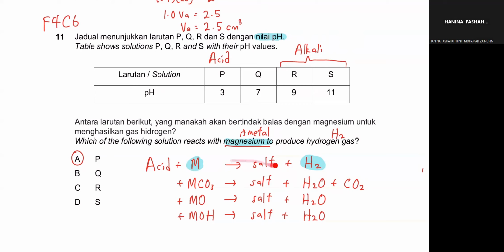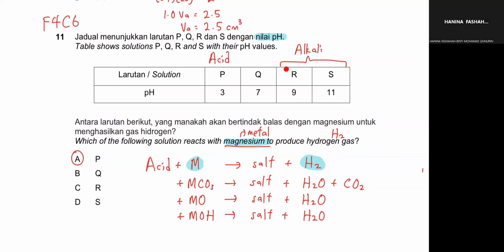So if they react with metal, they produce salt and hydrogen. You can look at the Form 4 chapter 6, chemical properties of acid. Then metal carbonate, you can produce salt, water, and carbon dioxide. Carbonate means for carbon dioxide. Then these two are bases, metal oxide and metal hydroxide, produce water. So they ask hydrogen gas. React with metal, produce hydrogen gas. So this is basically acid. Q is neutral, so Q won't have the chemical property.